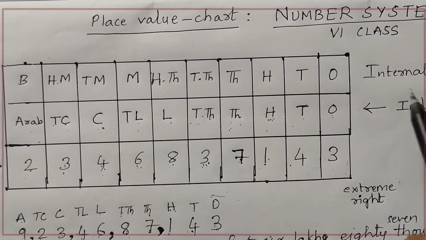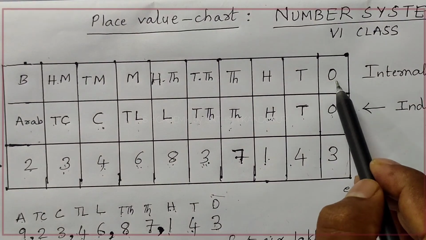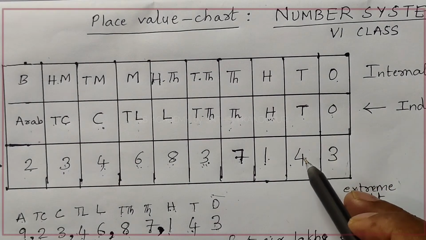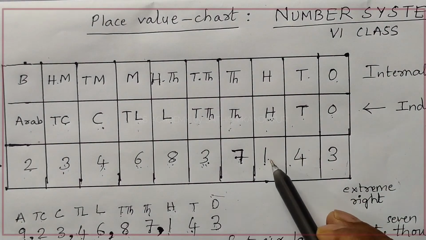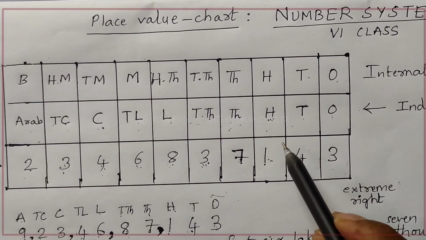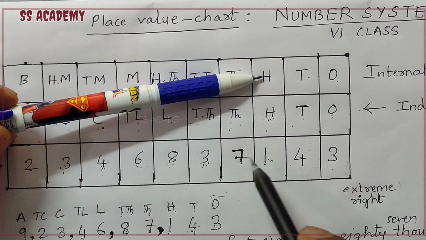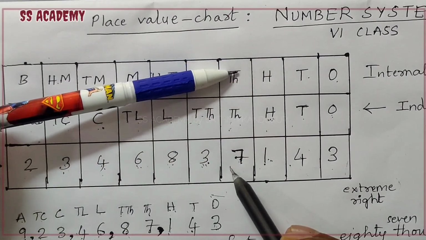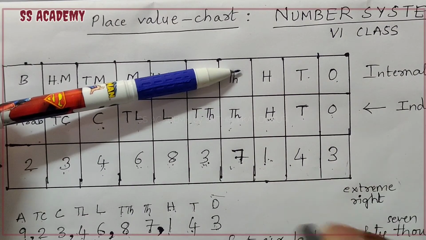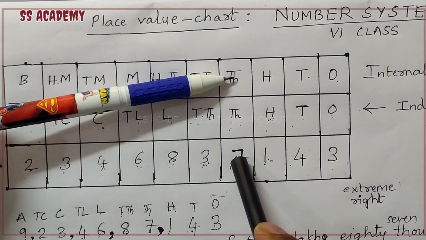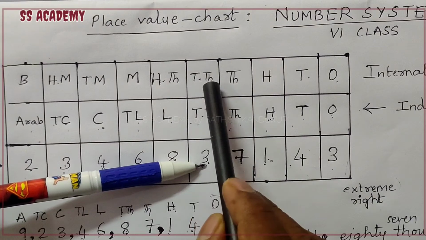So see here. The number on the extreme right is considered as ones. The number to its left, what is it? 4. 4 is in tens place. After that we have 1. This 1 is in hundreds place. After 1 we have 7. This 7 is in thousands place. After that we have 3. This 3 is in 10,000s place.